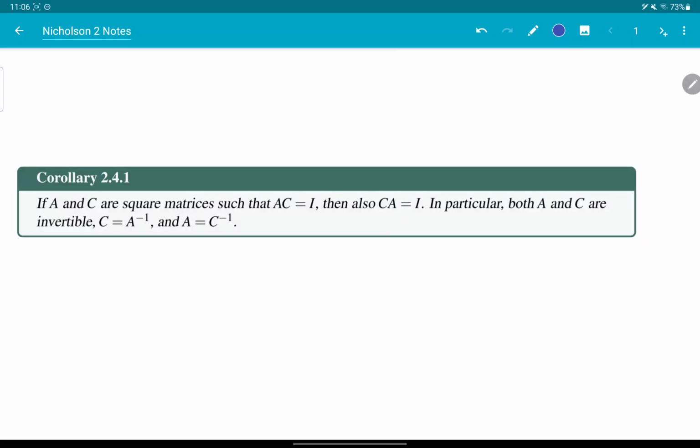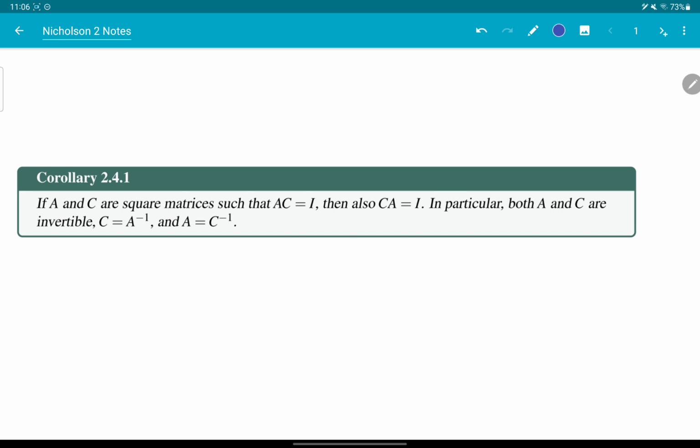Okay, a corollary to the theorem. So a corollary means an immediate consequence of a theorem. It's like you have a big theorem and then you have some quick extra consequences that come afterwards, and they're called corollaries. Okay, so here's a nice one.